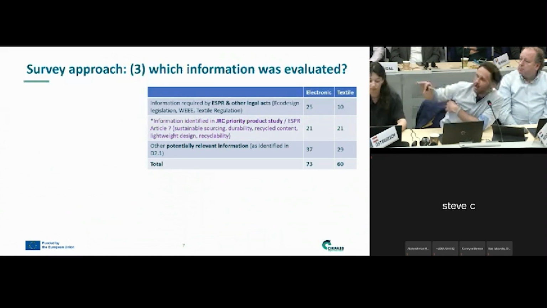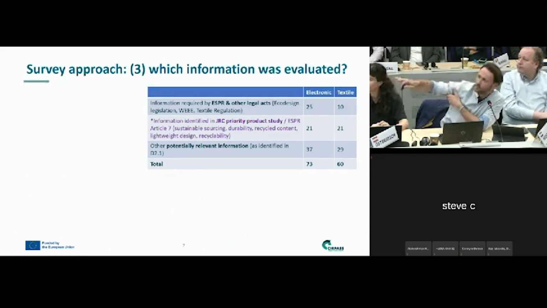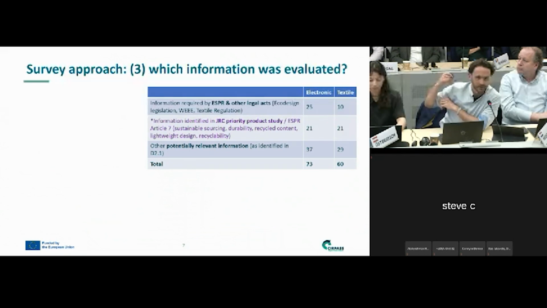The second part is the information identified in the JRC Priority Product Group study, and this also correlates to the Article 7 information requirements of the ESPR. You will see it in a bit. And we also identified other potentially relevant information in previous tasks where we also had a survey on the initiative, and they told us which information could be potentially relevant. In total, you see electronics, we have 73 information items that we evaluated, and textiles around 60.